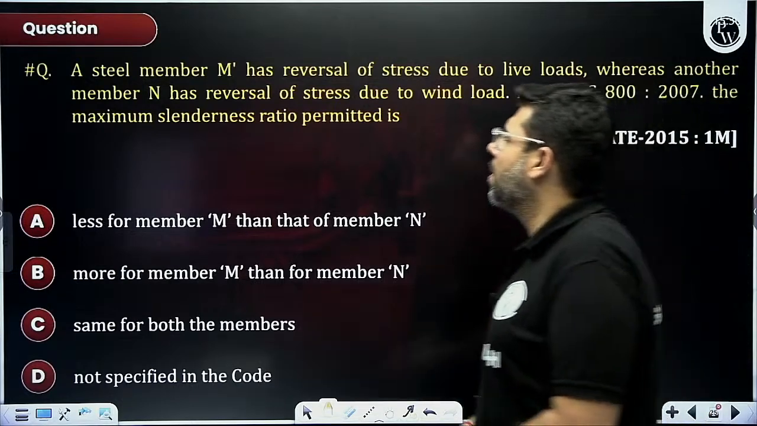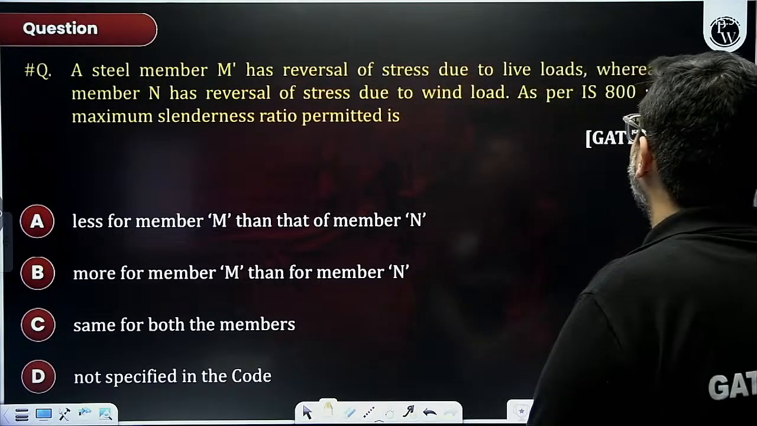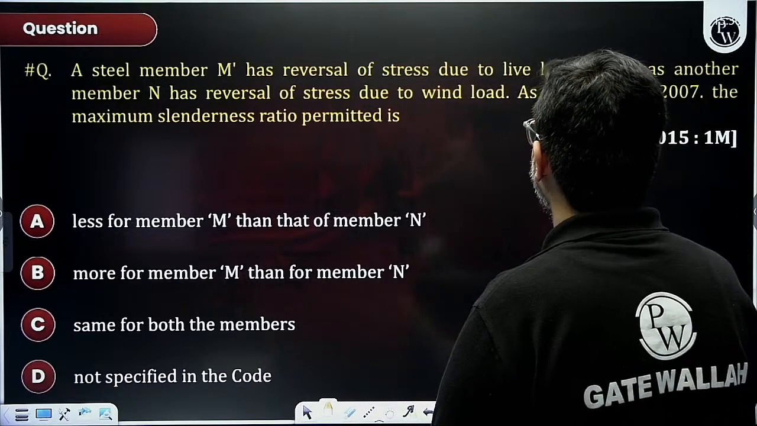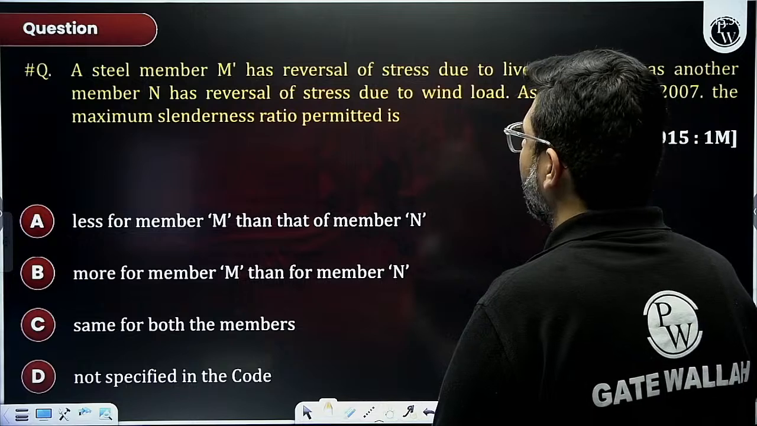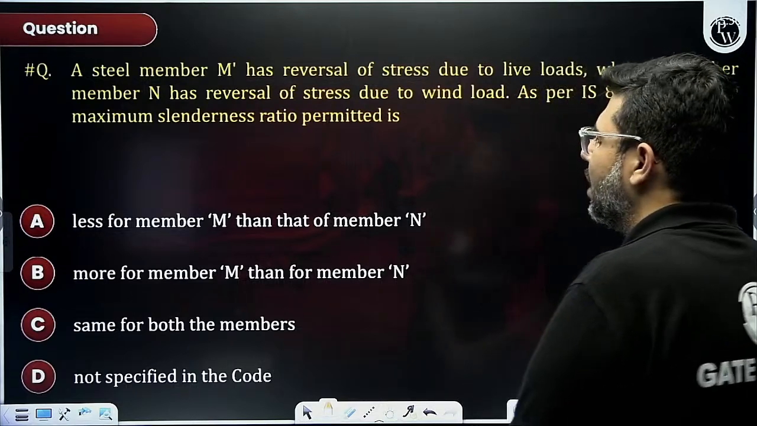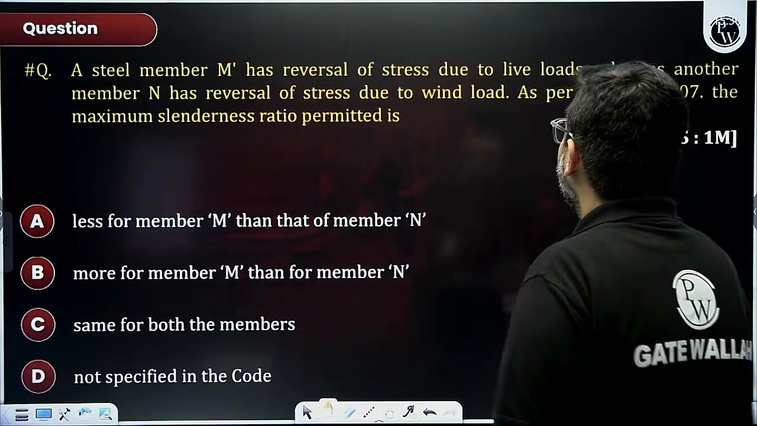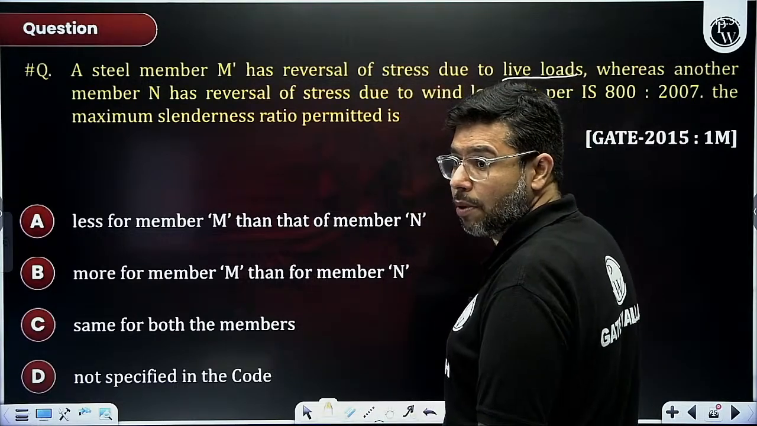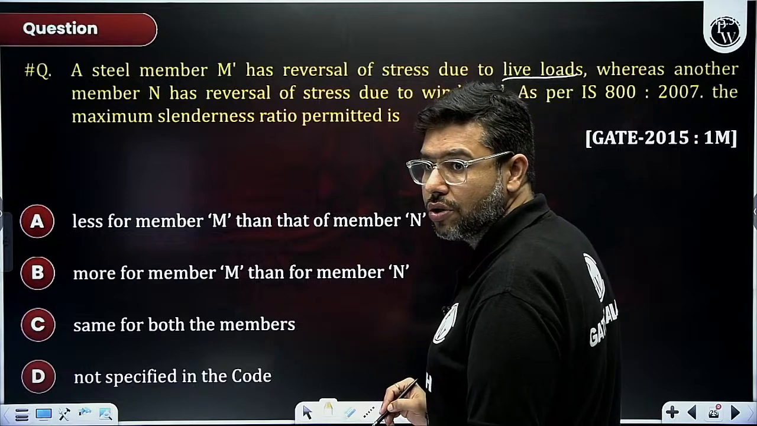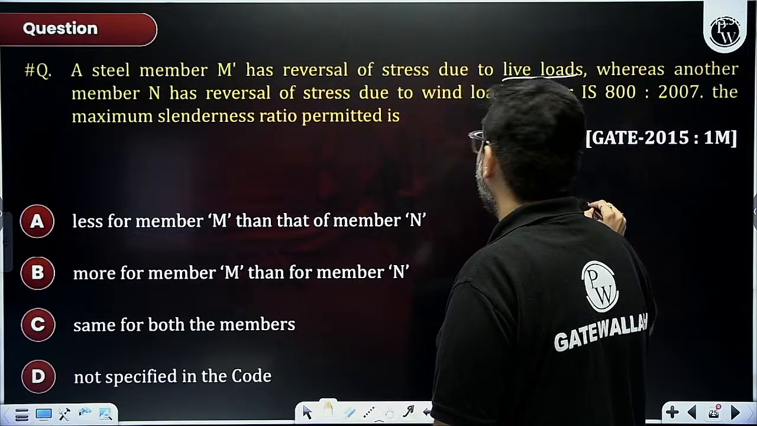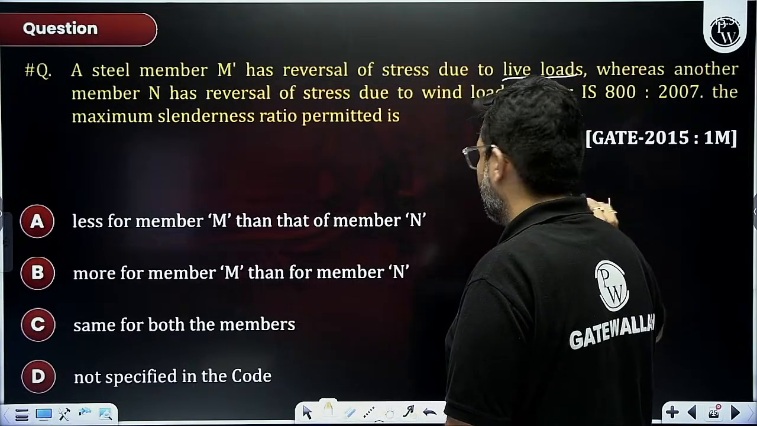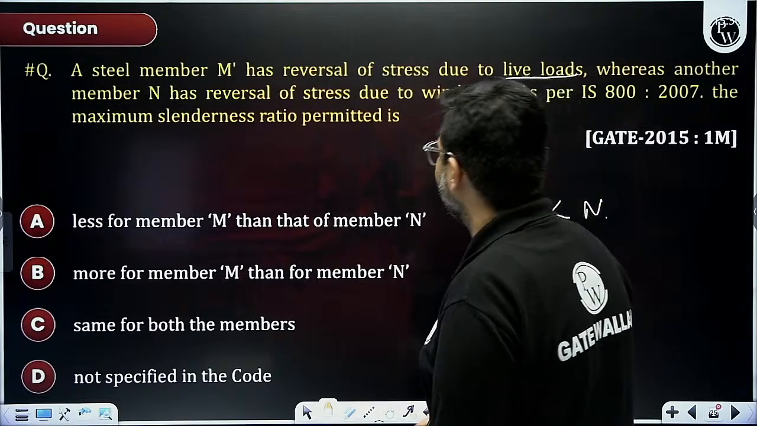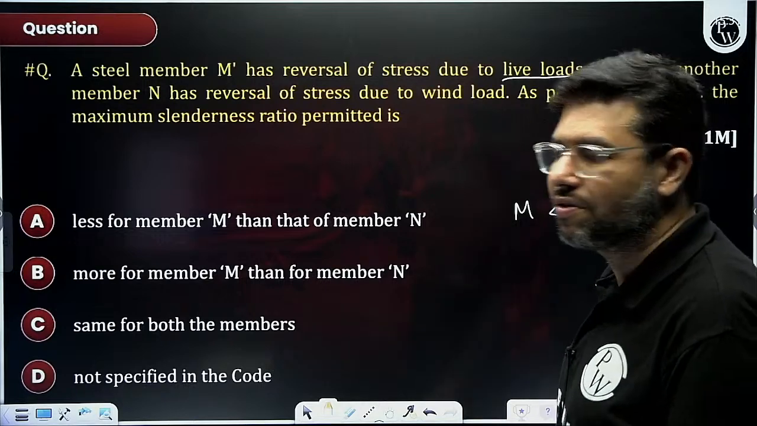Clear? A steel member M has a reversal of stress due to live loads, whereas another member N has reversal of stress due to wind load. As per the code, the maximum stress ratio permitted is. So obviously, if the reversal is due to live loads, the slenderness ratio for M would be less as compared to member N. For M, generally the permissible strength ratio is 180.